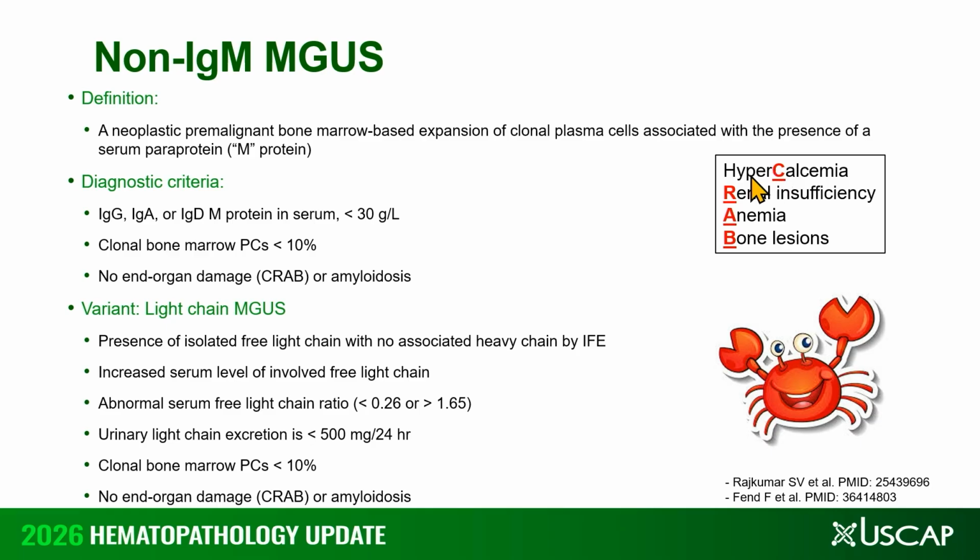And of course, CRAB's a nice mnemonic to remember the characteristic hypercalcemia, renal insufficiency, anemia, and osteolytic lesions that can occur in the setting of myeloma. So in non-IgM MGUS, these should be absent.